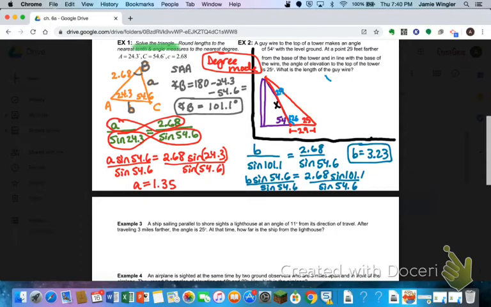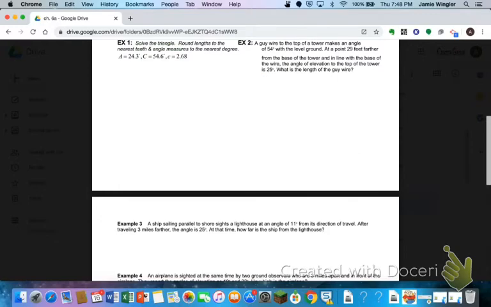So now I'm going to take X over the sine of the angle that's opposite it, which is 25, equals 29, which is the side, over the sine of the angle 29. Cross multiply, and you should get X equals 25.28, and this is feet because it's a story problem.